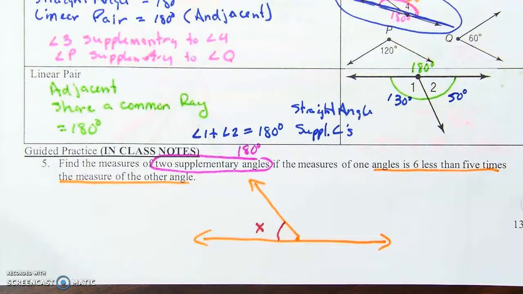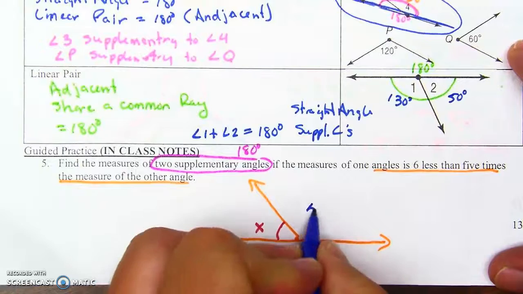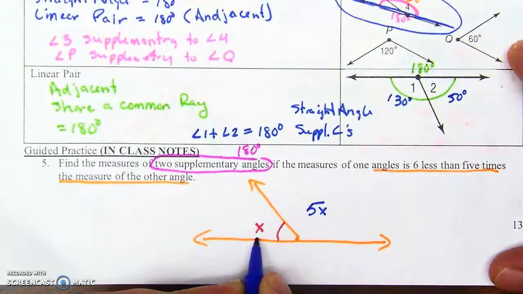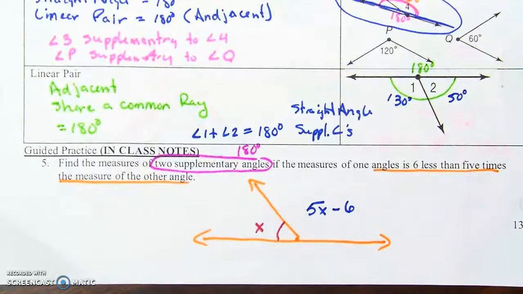Now, that means that we need to label the other one as what? So we have 6 less than 5 times the measure of the other angle. So how are we going to write this? We're going to go 5x, because we have to take it and times it by 5 because it says it's 5 times, and then we're going to subtract 6 from it. Okay? Because it means it's less than 5x, so 5x minus 6, if you guys can see how that works.